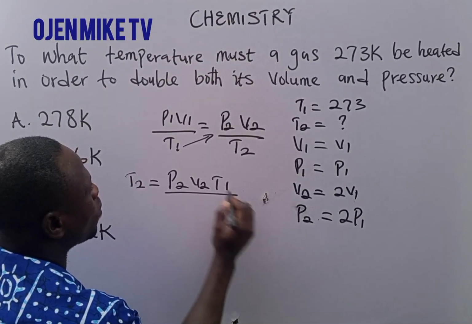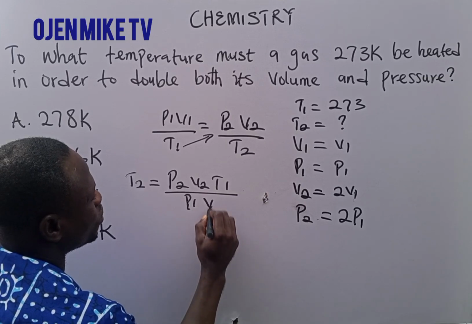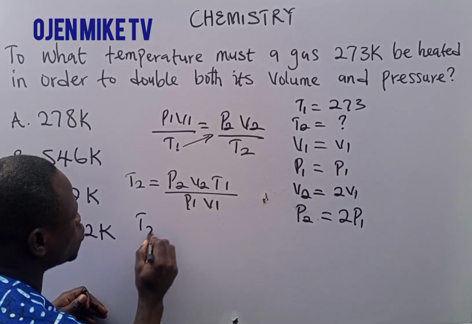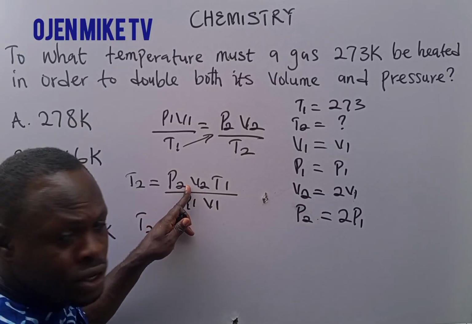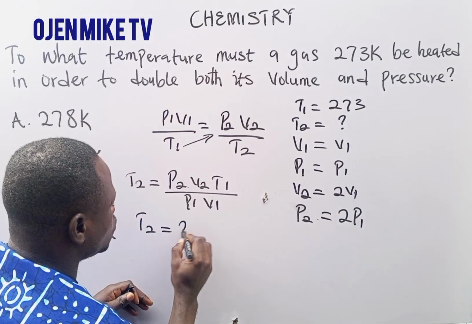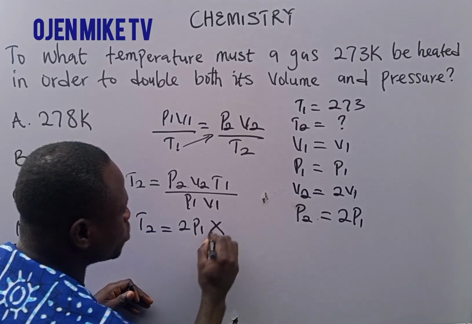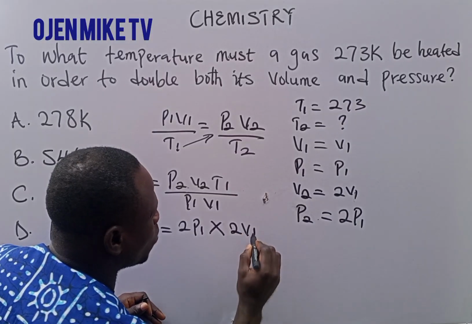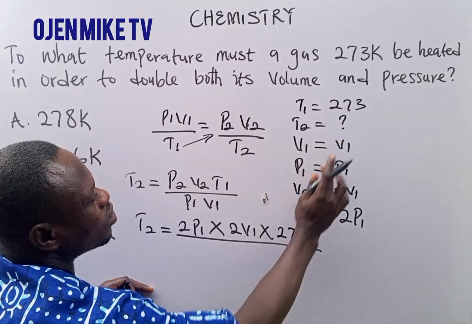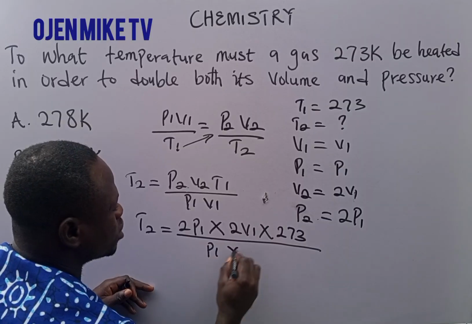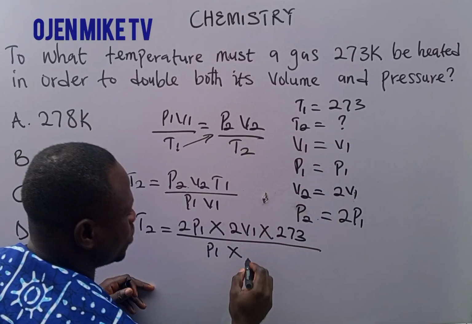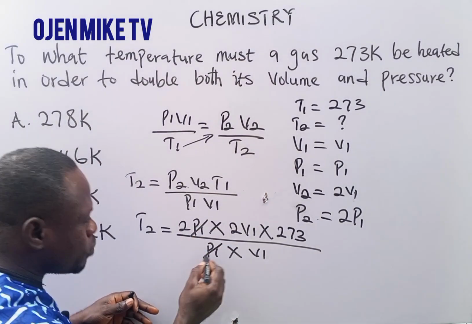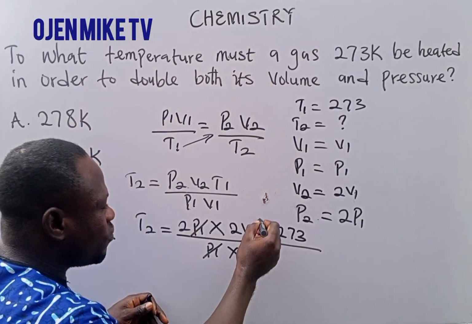T2 equals P2 V2 T1 over P1 V1. Now, P2 is 2P1, multiplied by V2, which is 2V1, multiplied by T1. Over P1 multiplied by V1. It is simple: P1 will cancel here, and V1 will cancel here.